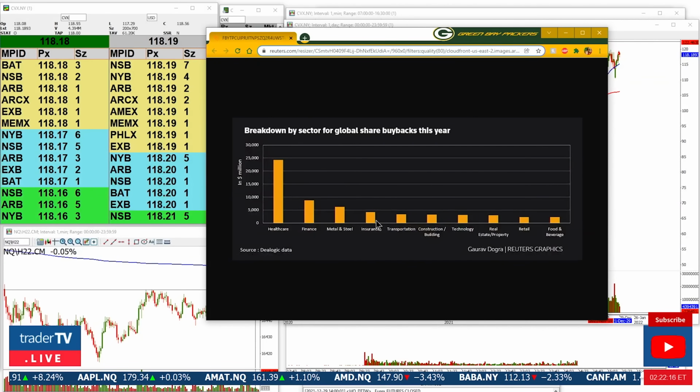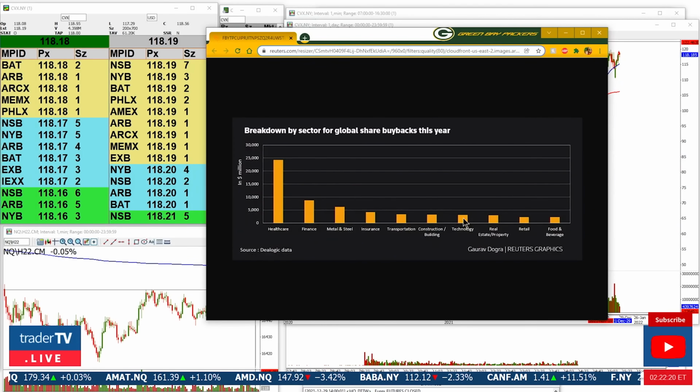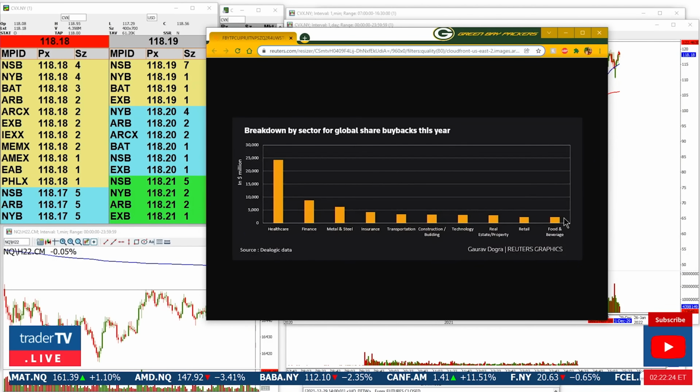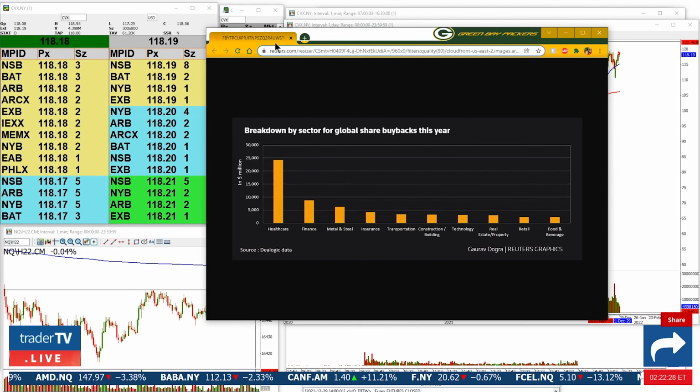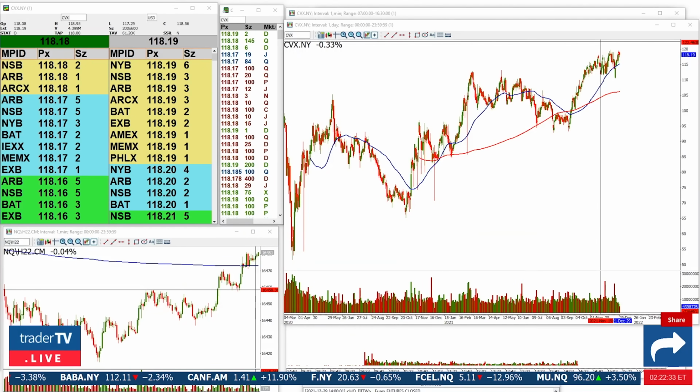Finance, metal and steel, insurance. As you can see, technology's there. That's headed by a couple of big boys, Microsoft, Apple, as well as Google, and then down. But you can see right now, healthcare is very, very hot. And we just saw that with Biogen grabbing that rumor or whatever from Samsung. So a lot of movement of shares around on the buyback front.